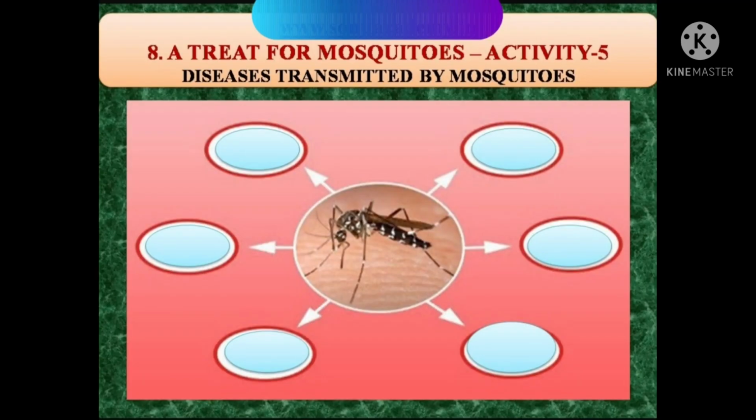It's time for the activity of the day. Figure out 6 different types of diseases transmitted by mosquitoes and fill them up.